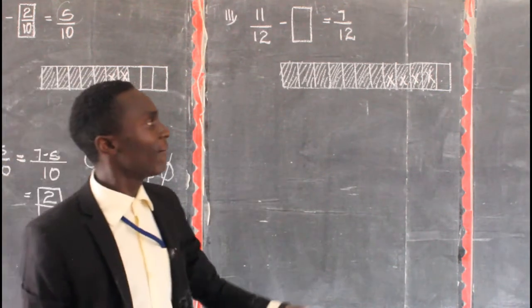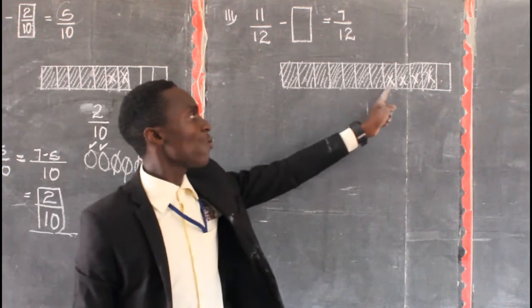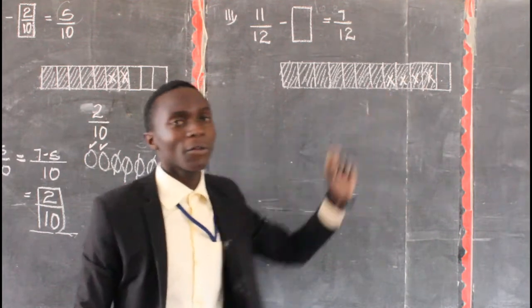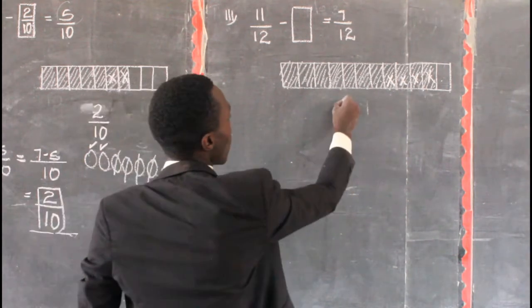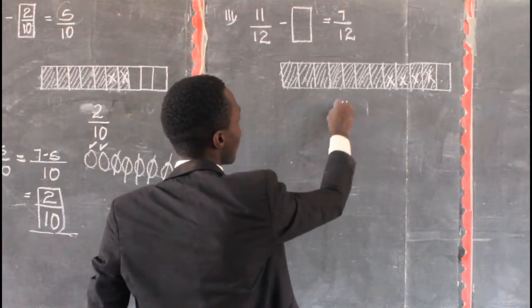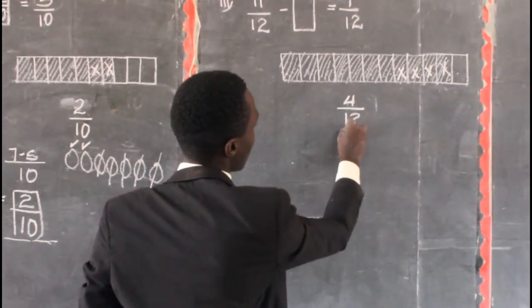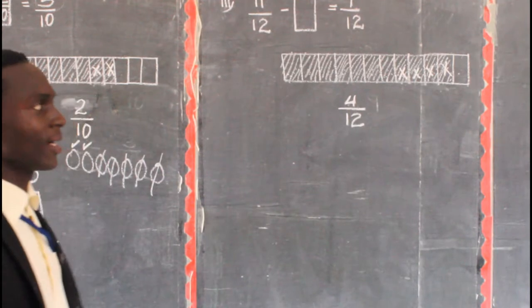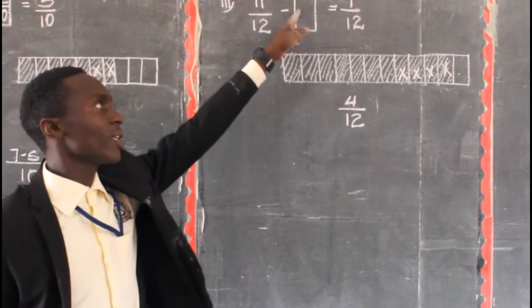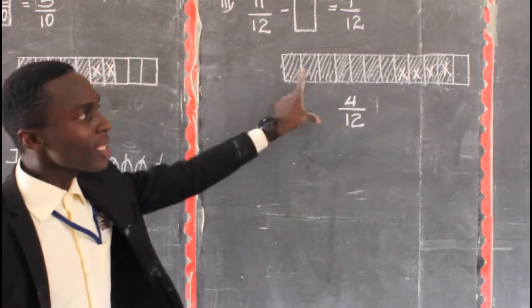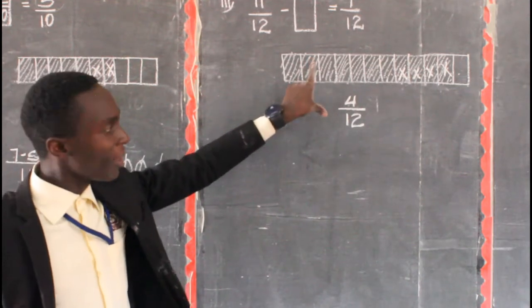How many parts have I cancelled out? 1, 2, 3, 4. They are 4 parts. So your answer will be 4 parts, 4 cancelled parts out of the 12. That's how you get your answer. This answer is the one that is going to be here. This is the Dale method, the practical method of it.